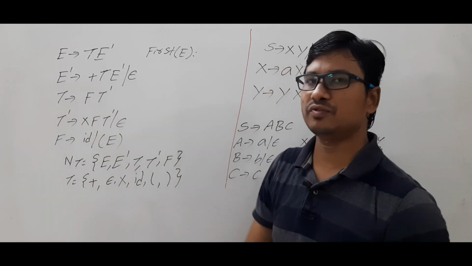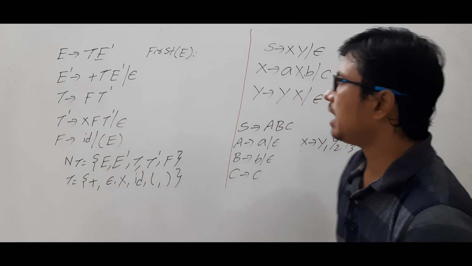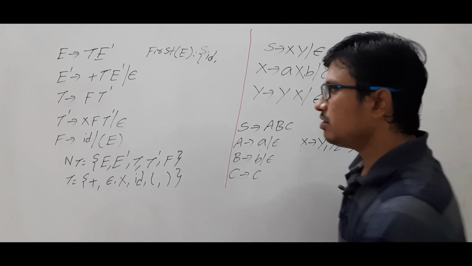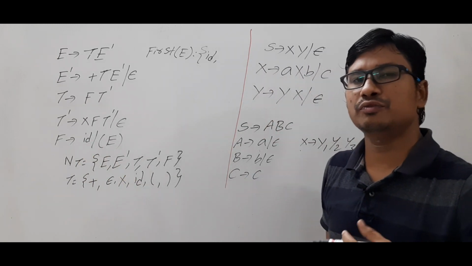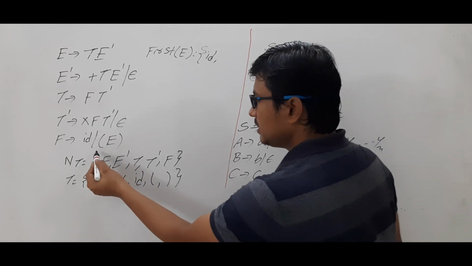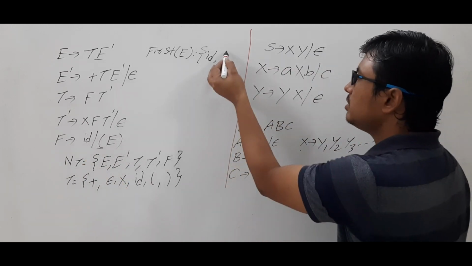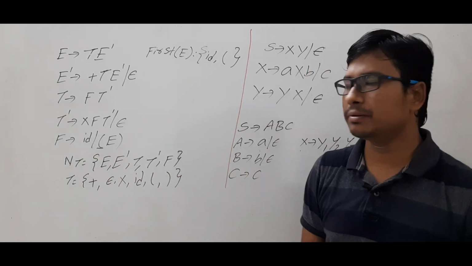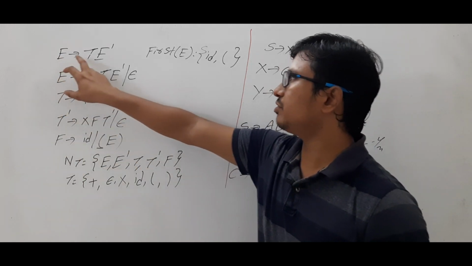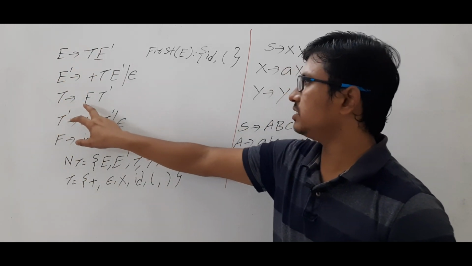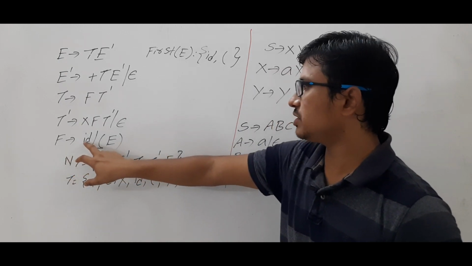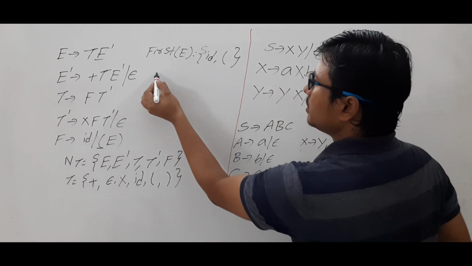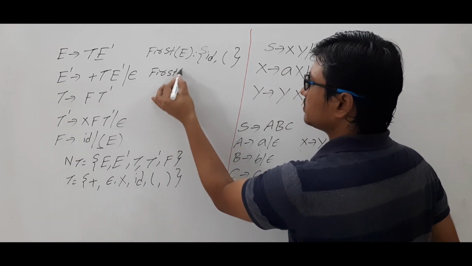Now first of T is first of F. First of F is what? ID. Am I right? Because first of F is first of ID, where ID is a terminal, so first of a terminal is equal to the terminal. Similarly, the first of F is also first of open braces, which is open braces only. I don't know how many members have understood. Let me discuss again. First of E is equal to first of T. First of T is equal to first of F. First of F is equal to ID and the open braces. Is it clear? Now, let me compute the first of E dash.